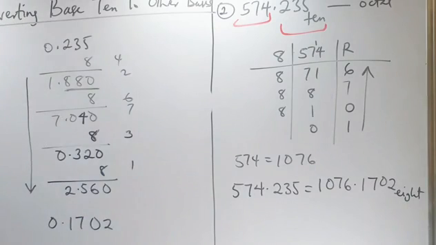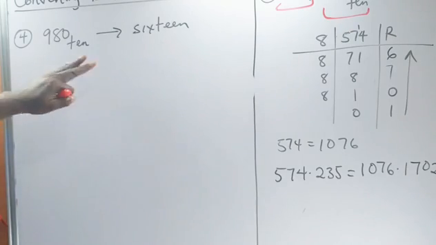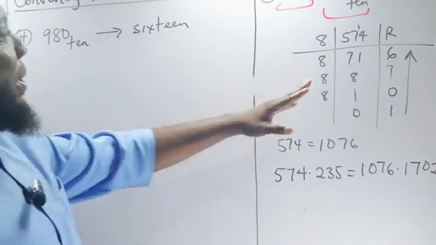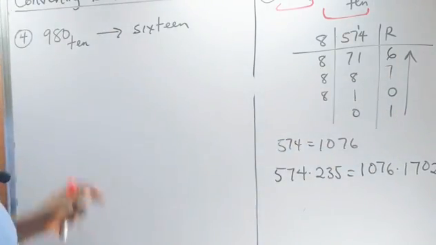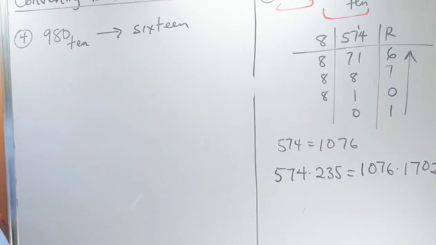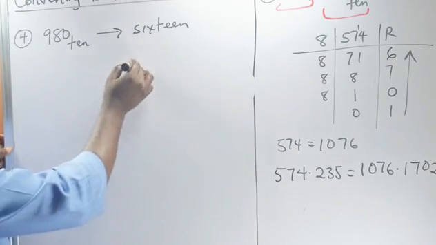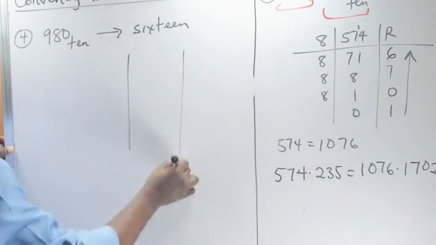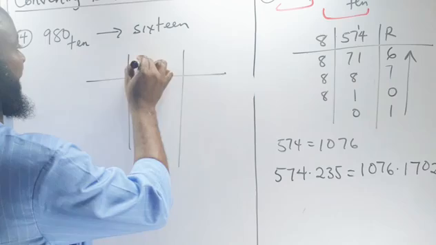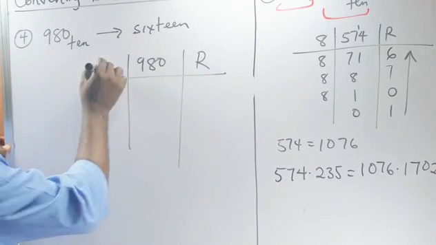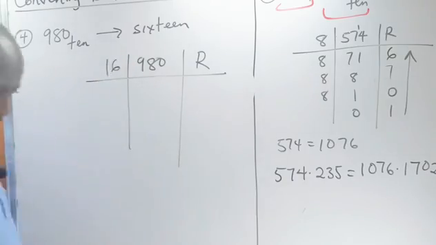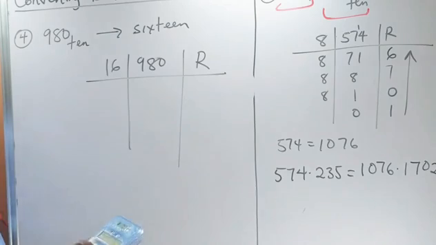All right, I want to add one more example to show you the part that will give us letters here. So let's look at this one. We want to convert 980 base 10 to base 16. So the same process. So we have 980. We have our remainder here. We convert it to base 16, right? So let's make sure our calculator is faster.